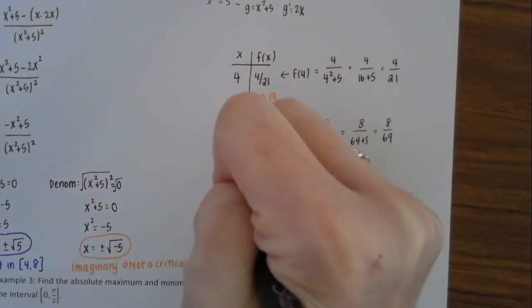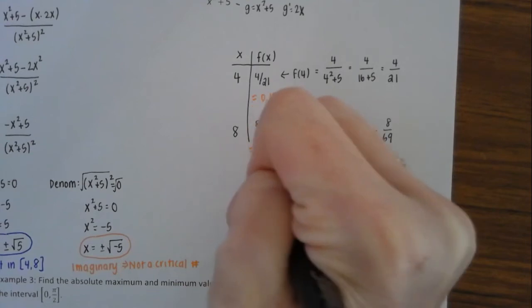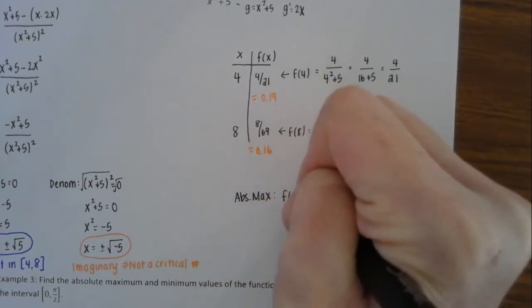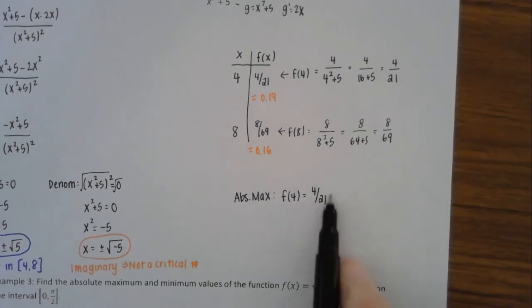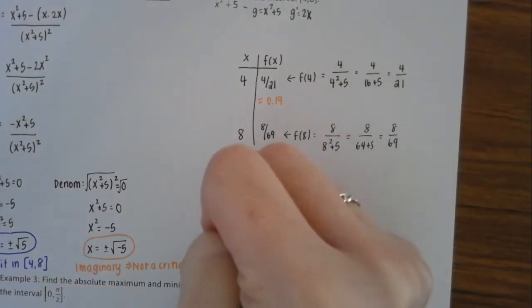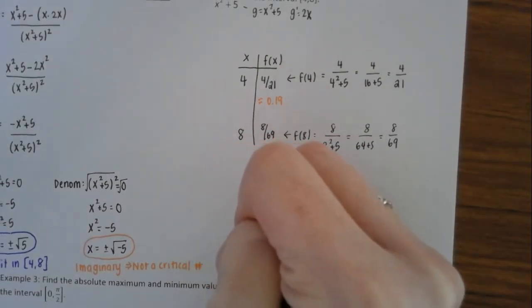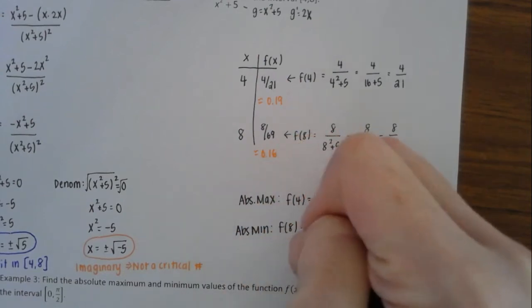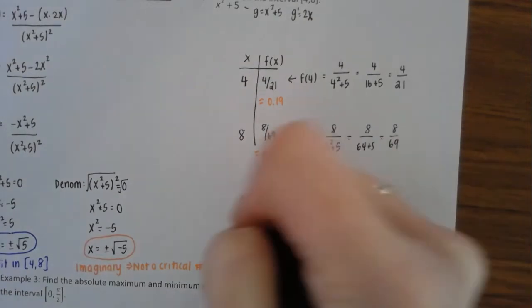So that means that my absolute maximum here is going to be f of 4 is equal to 4 over 21. And I'm just going to write that as an exact value when I write my answer. And then my absolute minimum is going to be f of 8 is equal to, again, I'm going to write this as 8 over 69 as an exact value.